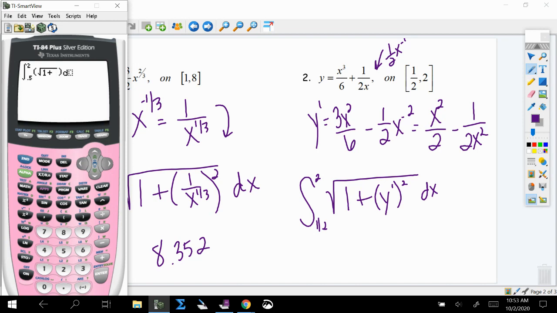So now I want to use that derivative that I typed into y1. So I can actually call that equation back by going to the variables button, the one that says VARS, going to the right where it says y variables and hitting function. And I called it y1. So I'm just going to hit enter. And then I'm going to square it.